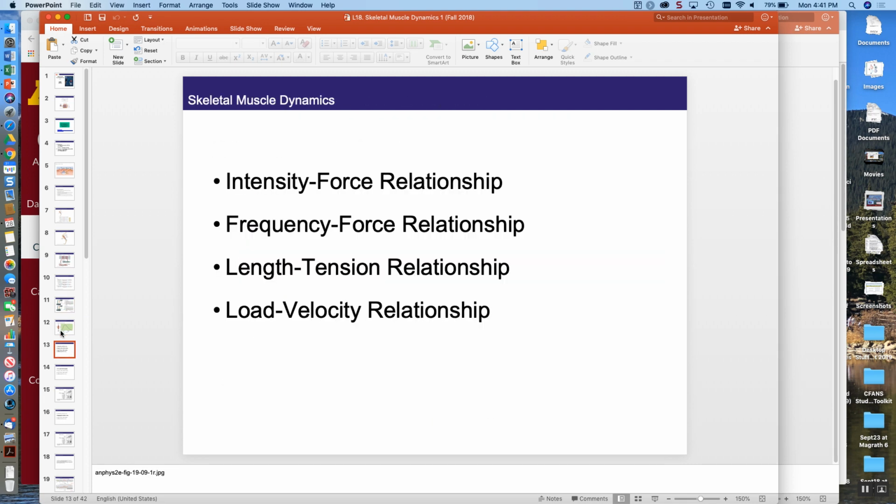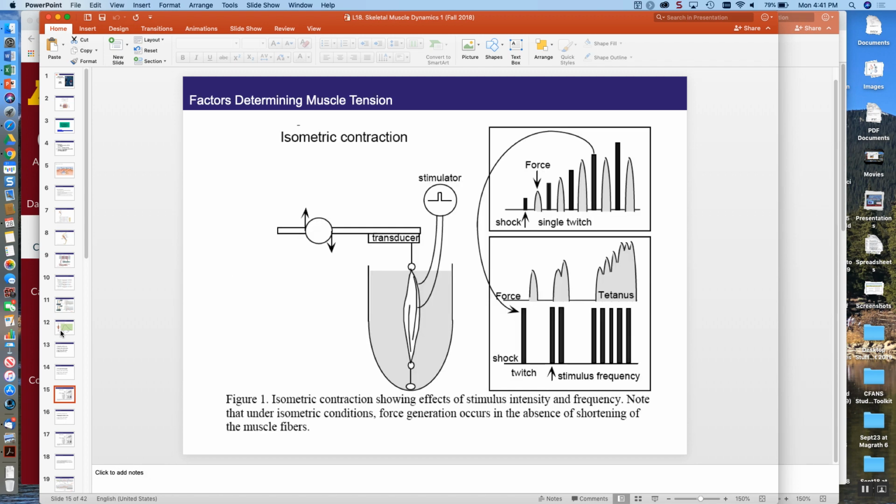All right, so let's go ahead and talk about intensity force. And to your question, what we're talking about here is as you increase the intensity of the shock, meaning you're actually passing more and more current, you're recruiting more and more muscle fibers until you give it a maximum stimulus intensity where you recruit every single fiber within that whole muscle.